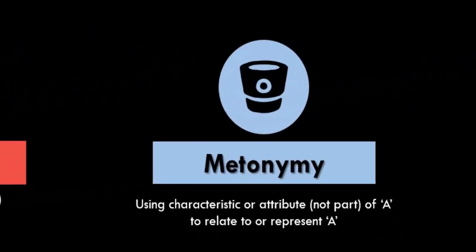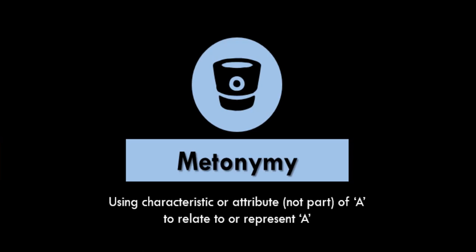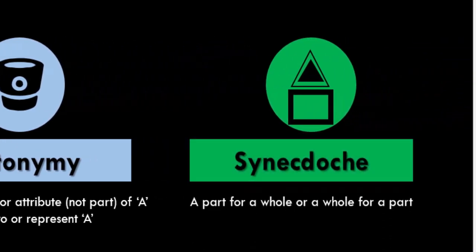The next is metonymy. Metonymy has to do with using characteristics or attributes, not parts, take note of that, of A to relate to or represent A. So when we want to represent A, or when we want to relate A, or when we want to talk about A, we use the characteristics or attributes of A to portray it. Synecdoche, which is the third one we're going to discuss, has to do with using a part for a whole or a whole for a part.